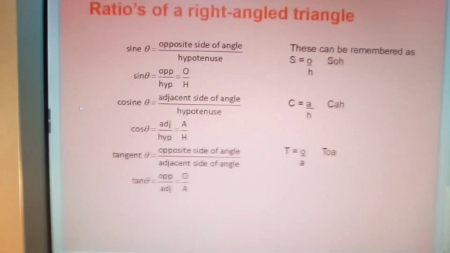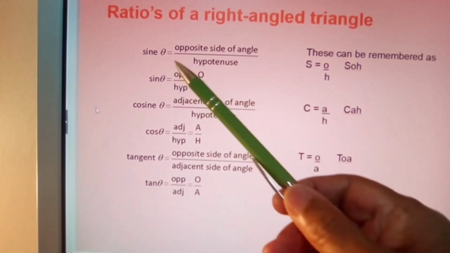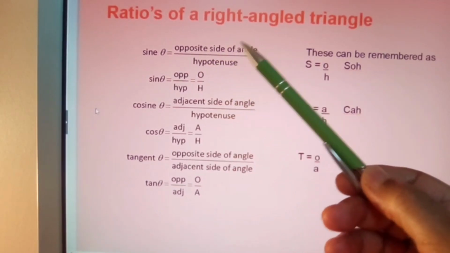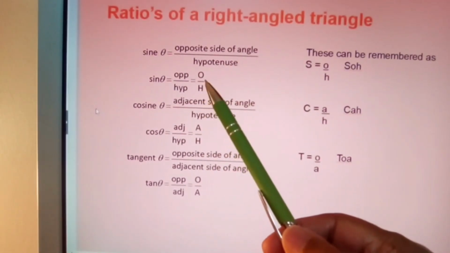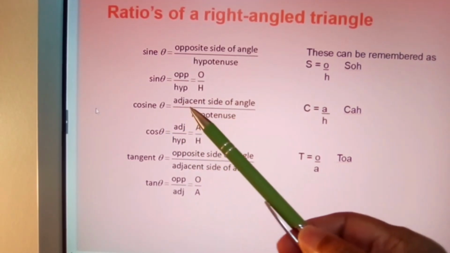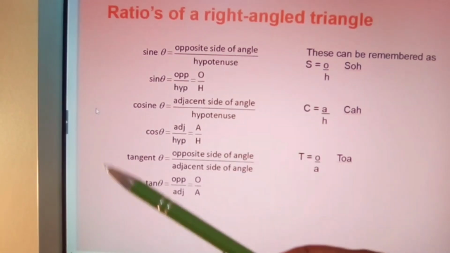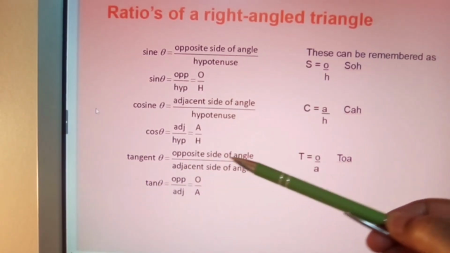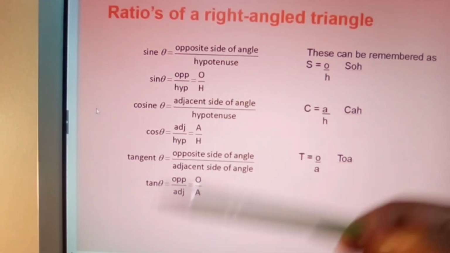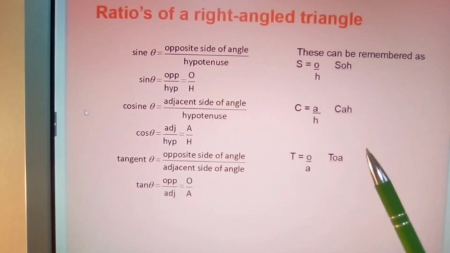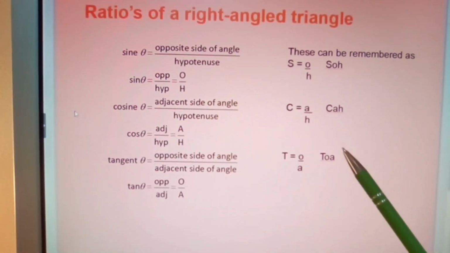And here we have ratios of right angle triangles. Sine equals opposite side of angle over hypotenuse, and that's how it's written. Cosine equals adjacent side of angle over hypotenuse. Tangent equals opposite side of angle over adjacent side of angle. These can be remembered as SOHCAHTOA.